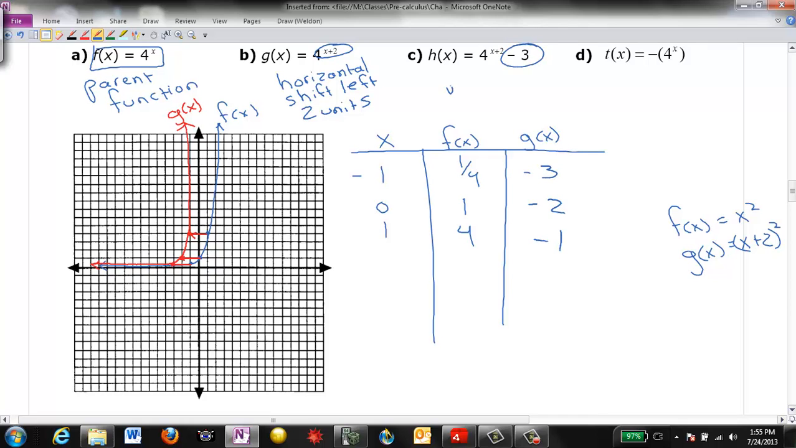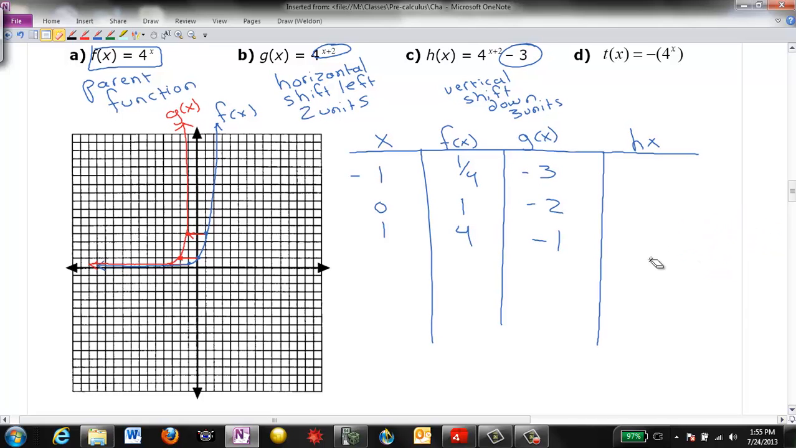And this represents a vertical shift down 3 units. Okay. So essentially, if I wanted to know what h of x was, I'm going to add another column here. There's this stuff here. I don't need that anymore. We need some room. And essentially what we're doing now is we're going to the left 2 and down 3.